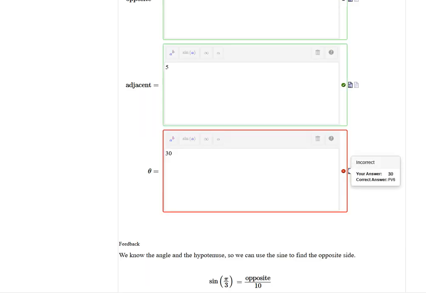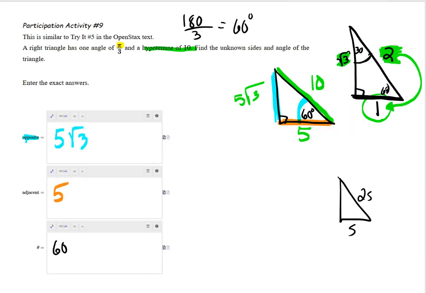Nope, they want it in terms of, since they gave you this in pi over 3, then they want this angle here, the other angle, which would be 30 degrees. That's going to be pi over 6, right? Because, let's see, 180 divided by what would give me 30? 6. So pi over 6. So let me go back and change this 60 to the missing angle, which would be the 30-degree angle, which is pi over 6.